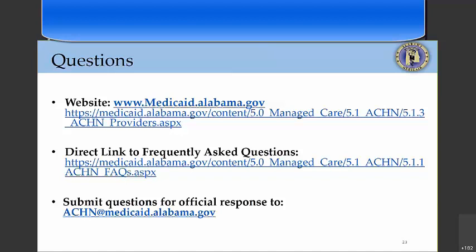The second question is, is the statewide per member per month for all of Alabama Medicaid eligible recipients? The answer is no. The statewide PMPM, again, is for the Medicaid recipients that are eligible for the ACHN program and are attributed to an ACHN participating PCP group.